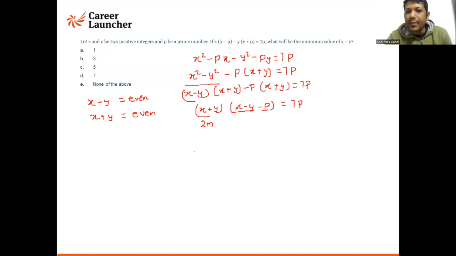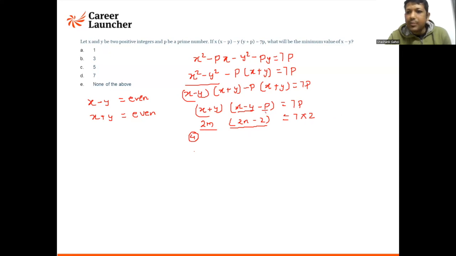Okay, so I am taking p as 2. So I am going to get this as 2n minus 2, and this value is going to be 7 into 2, if p is 2. Now this is 2m, which is also a multiple of 2. So my left hand side becomes a multiple of 4, but the right hand side is still only a multiple of 2. So this is not true for any integers. So it means p cannot be 2.